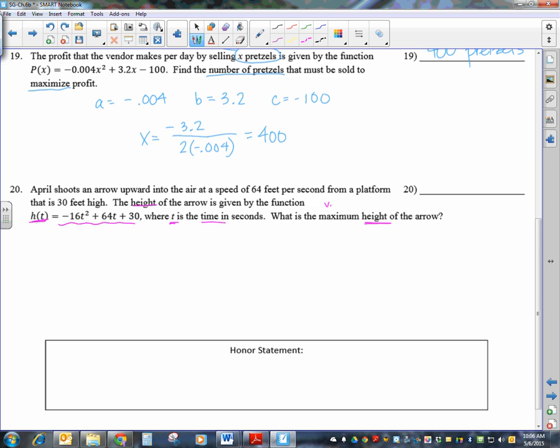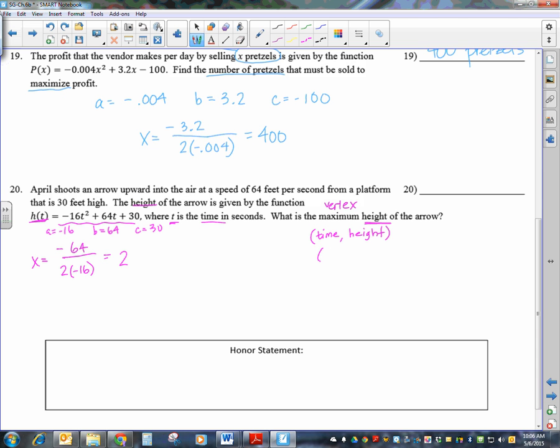Remember, maximum is always at the vertex. So my vertex here, if you think about it, the x coordinate is your time, and the y coordinate is the height of your arrow. So this time, I'm going to get x equals -b over 2 times a, excuse me, negative b over 2a. I'm sorry I didn't write that down. A is negative 16, b is 64, and c is 30. So negative 64 over 2 times negative 16. Make sure you put that in your calculator and get the correct answer of 2.